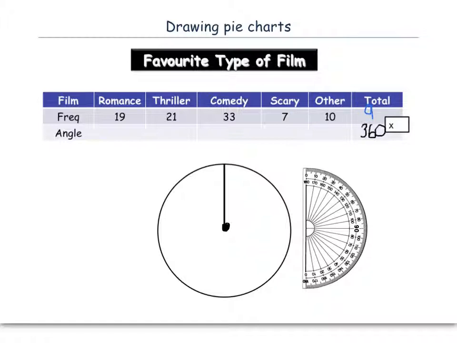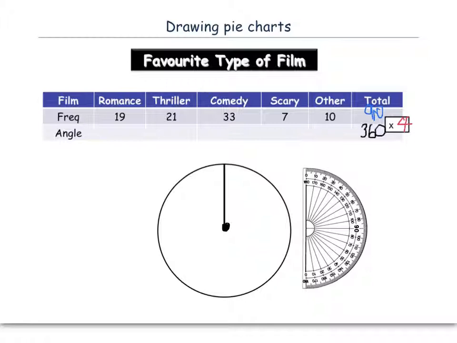Now, those 90 people have got to be made into 360 degrees around this point. So what we need to find out is how many degrees each one of those 90 people is worth on the pie chart. And to do that, we need to think, what do we times 90 by to get to 360? To get from 90 to 360, we multiply by 4. So each person is worth 4 degrees on our pie chart.